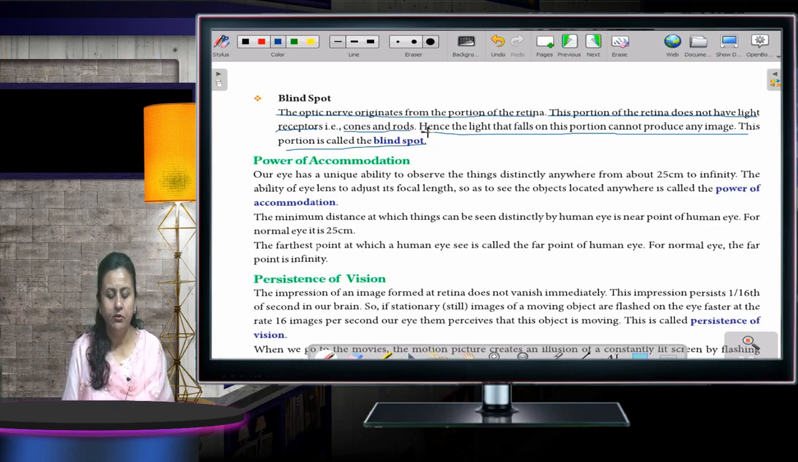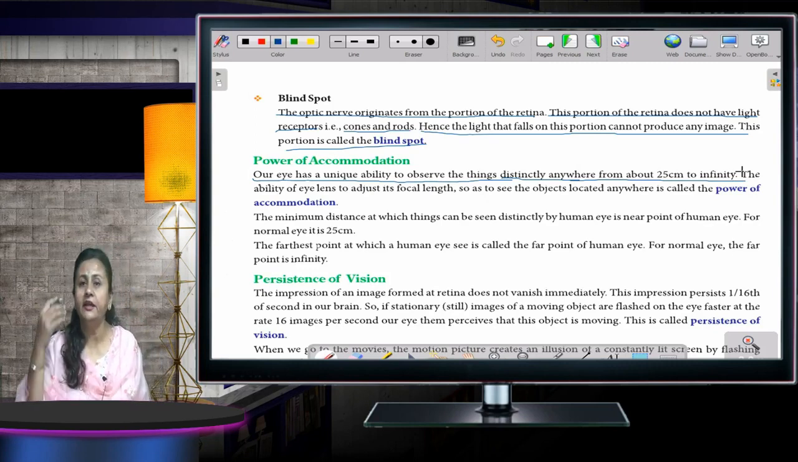Fine. Now, power of accommodation. The next topic is power of accommodation. To start, our eye has a unique ability to observe things distinctly anywhere from about 25 centimeters to infinity. You can see things at infinity also without any problem.